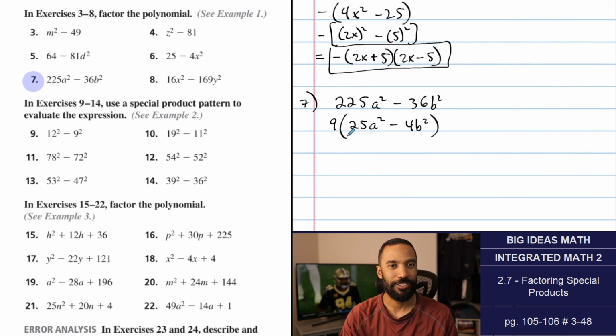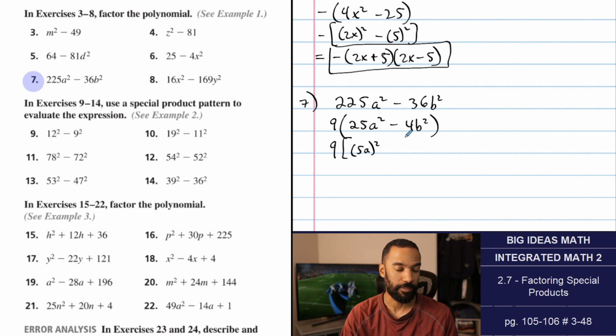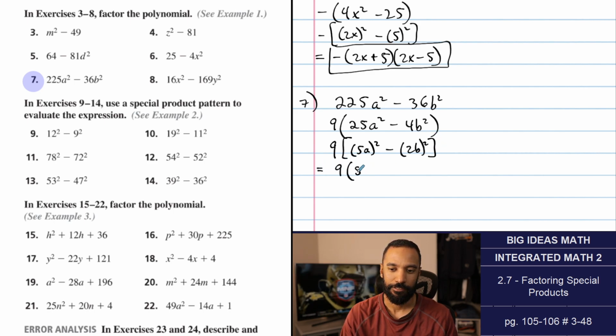However, I have a GCF. So I factored the 9 out. Perfect. And inside of here, that's 5a being squared. I just assumed none of these were perfect factorable. Minus 2b being squared here. So 9 sitting on the outside has 5a minus 2b times 5a plus 2b.